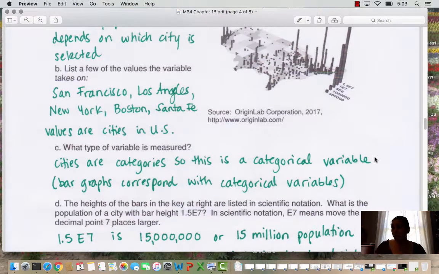What type of variable is being measured? Cities are categories, so this is a categorical variable. Anytime we have a bar graph, that corresponds with categorical variables.